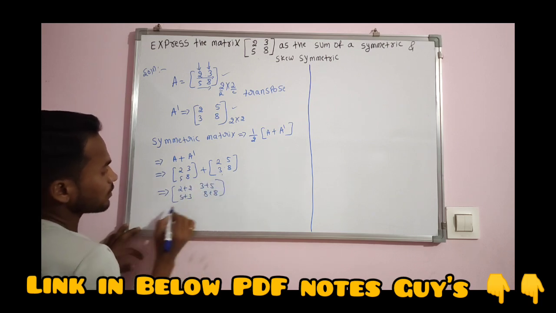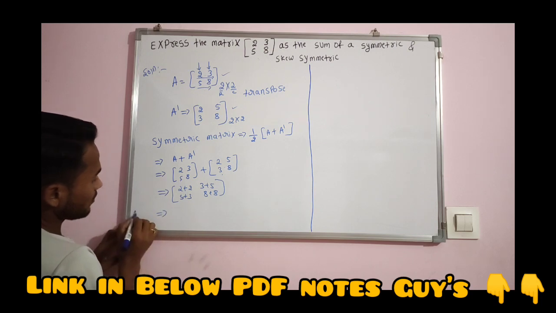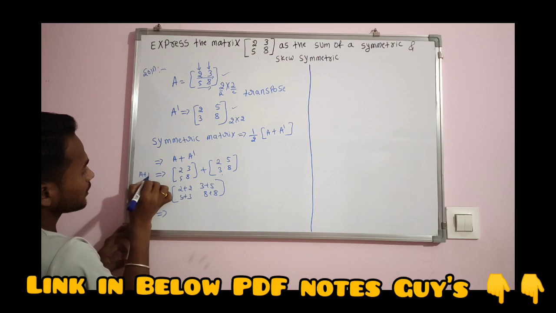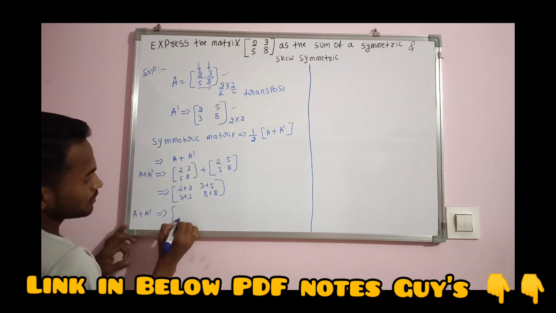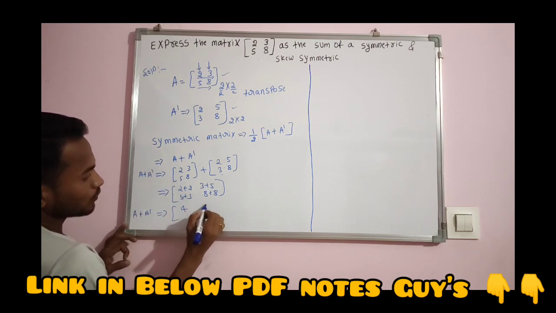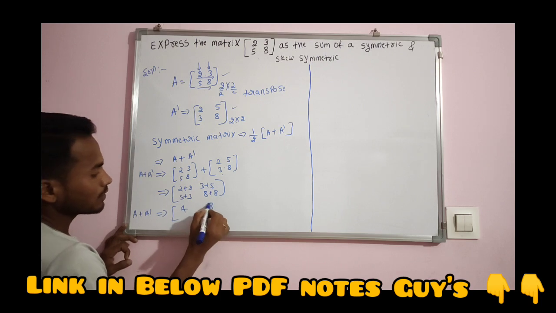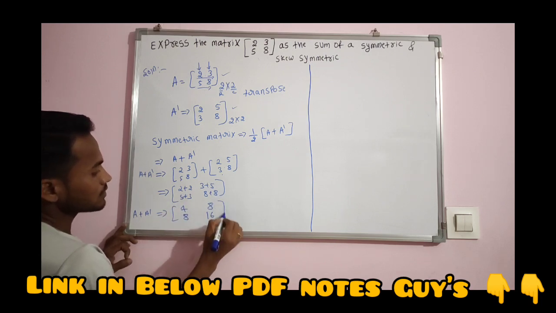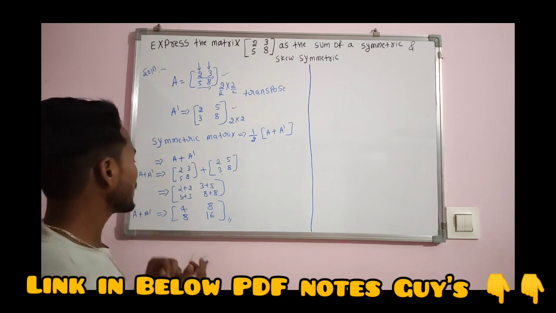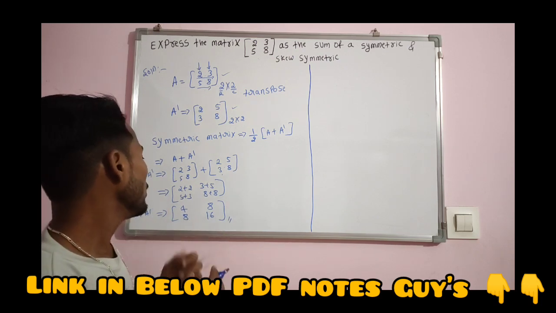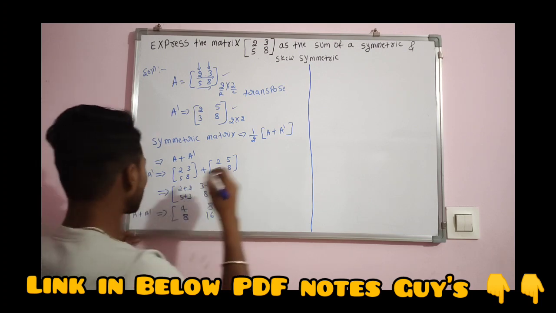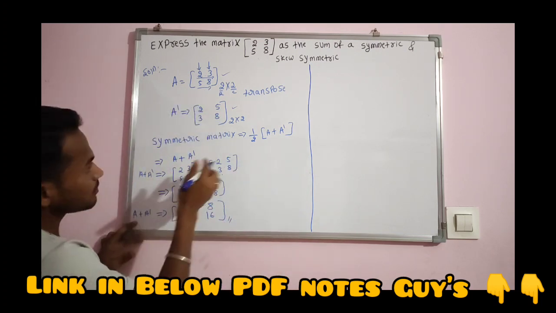Okay, so the result: A plus A dash equal to 2 plus 2 equal to 4, 3 plus 5 equal to 8, 5 plus 3 equal to 8, 8 plus 8 equal to 16. This is how to write A plus A dash equal to 4, 8, 8, 16. This is the result. Okay, so this is how to find the symmetric matrix.